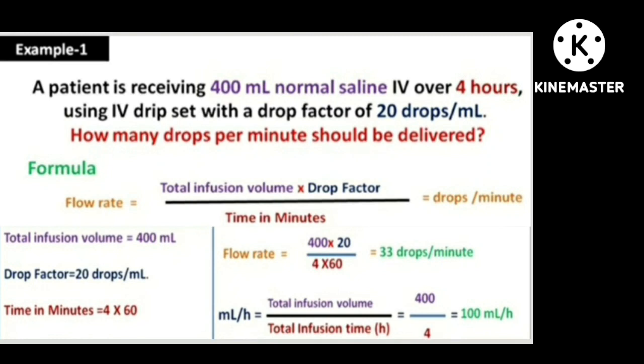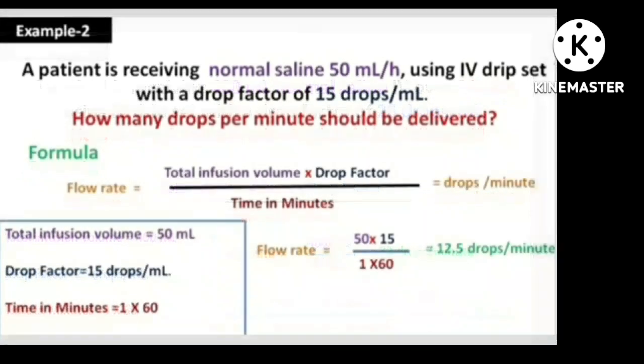A patient is receiving 400 ml normal saline IV over 4 hours using an IV drip set with a drop factor of 20 drops per ml. How many drops per minute should be delivered? Here the total infusion volume is 400 ml, drop factor 20 drops per ml, time in minutes 4 times 60. By using the flow rate calculation formula, we got the flow rate of 33 drops per minute. And by the ml per hour formula, the rate is 100 ml per hour.